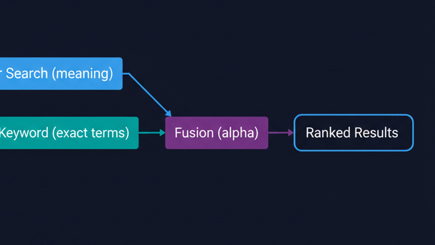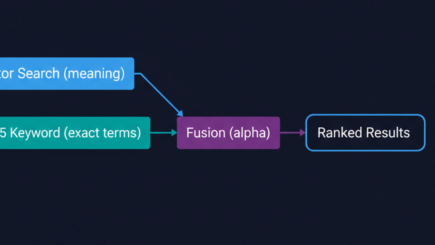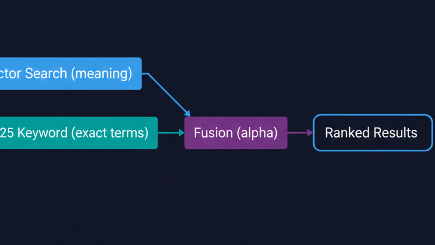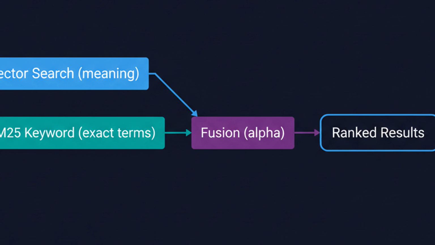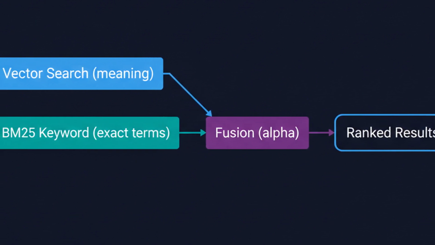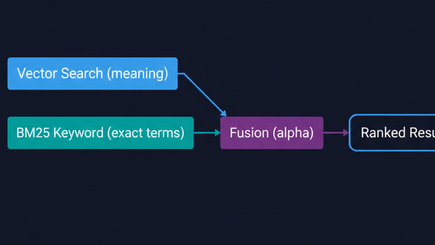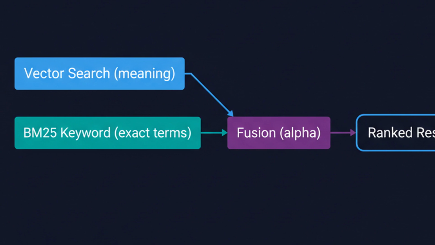Weaviate's headline feature is hybrid search out of the box. It combines vector similarity with classic keyword BM25 scoring in a single query. Why does that matter? Pure vector search can miss exact terms like product codes or names, while keyword search misses meaning. Hybrid gives you both, fused with a single alpha parameter. Weaviate also has built-in vectorizer modules, so it can even generate embeddings for you.